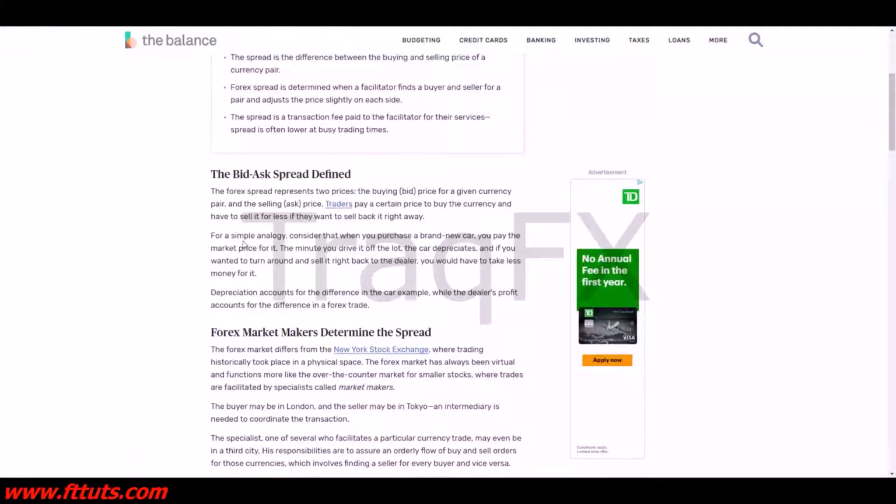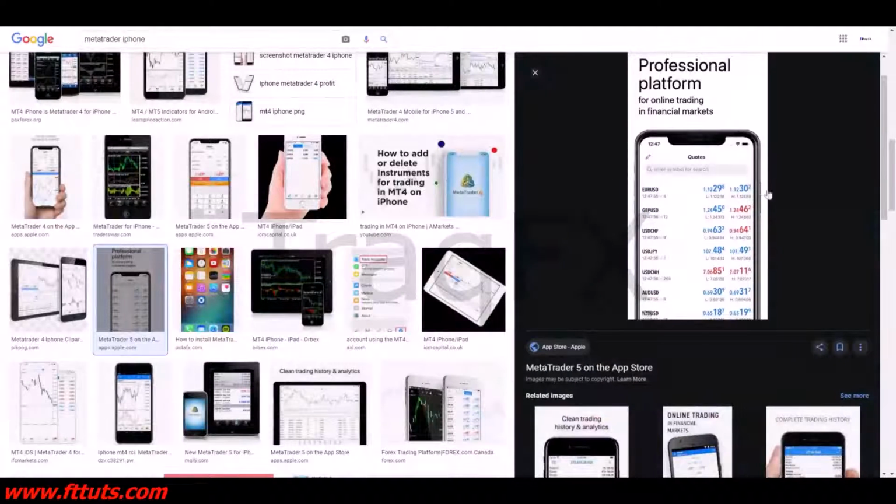So for example, right here it says, a simple analogy: consider that when you purchase a brand new car, you pay the market price for it. The minute you drive it off the lot, the car depreciates, and if you wanted to turn around and sell it right back to the dealer, you would have to take less money for it. So depreciation accounts for the difference in the car example, while the dealer's profit accounts for the difference in a forex trade. So now we know what spread is.